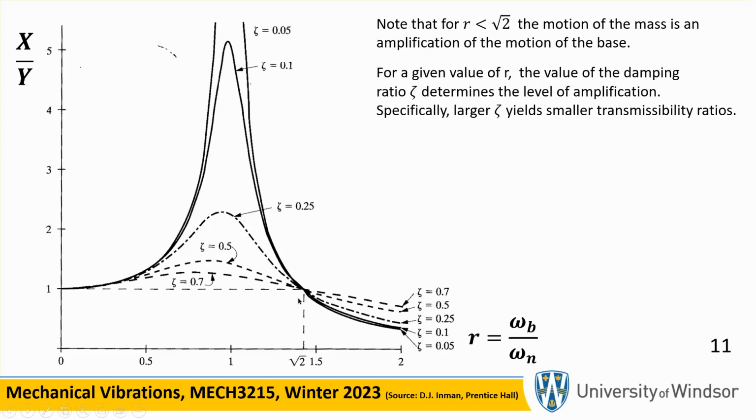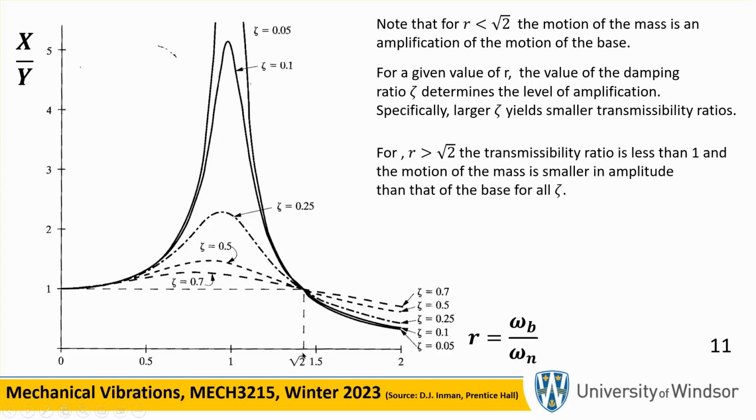Okay? Anything to the left is amplification of the displacement. There's no doubt about it. But as the damping increases, that ratio gets lower and lower. Now, if R is bigger than root 2, the displacement transmissibility, x over y, is always less than 1. As long as R is bigger than root 2, it is always less than 1.